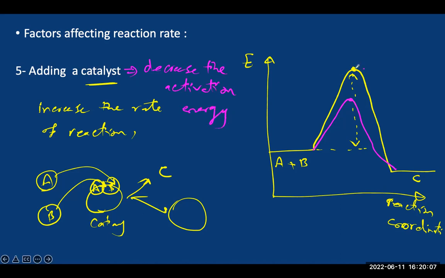Let's take an example. If the activation energy, this one with yellow, is 200 kilojoules, it's very hard for A and B to form the activated complex, so they will hardly form it. But maybe in the presence of a catalyst, they will need only 50. So it will be very easy for them to form the activated complex, and so the product will be formed. The catalyst gives them another way to form the activated complex with less activation energy.